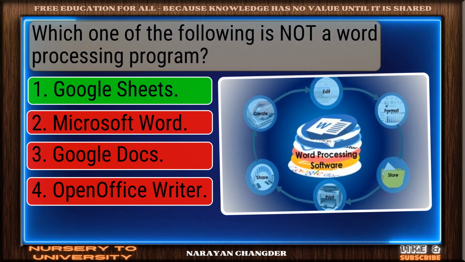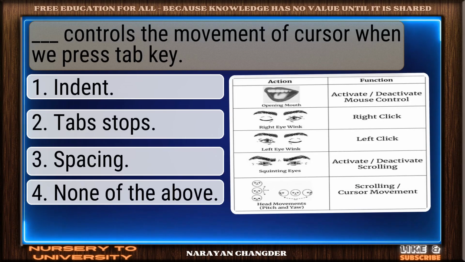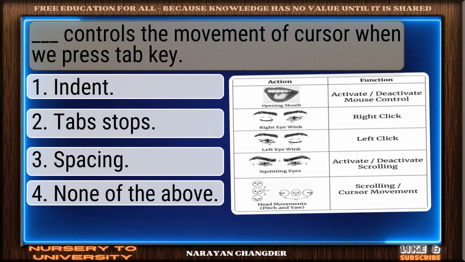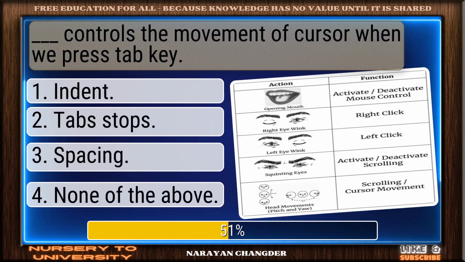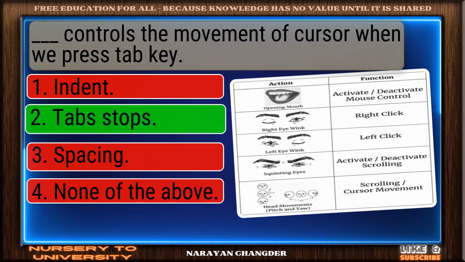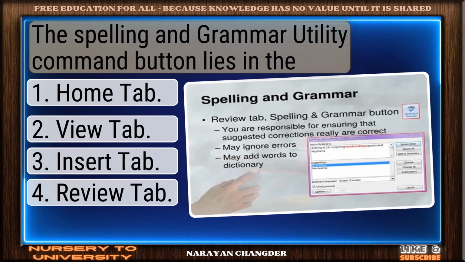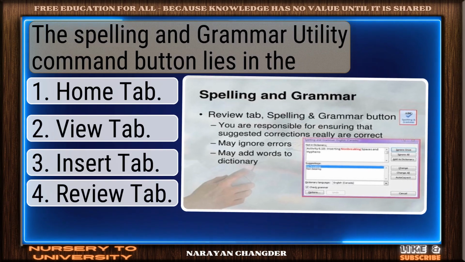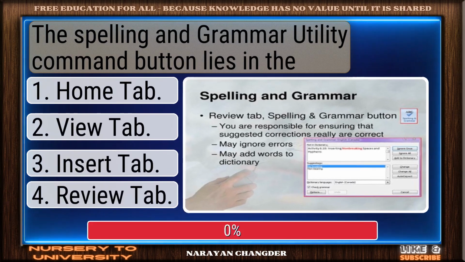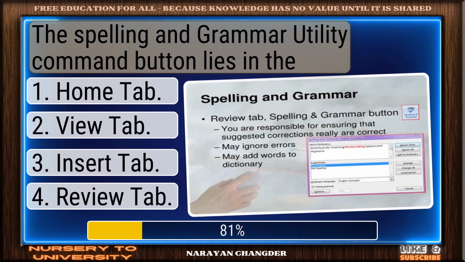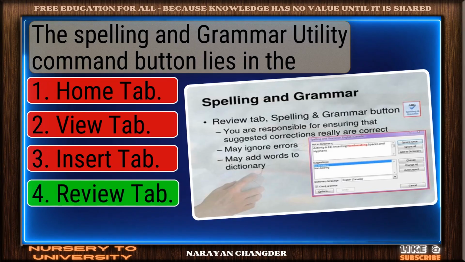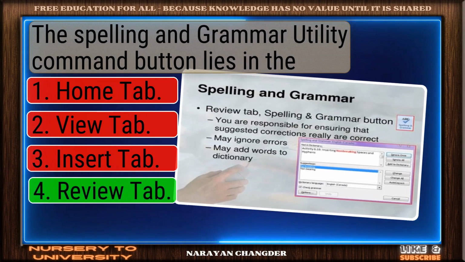Bravo. Google Sheets is the answer. Dash controls the movement of cursor when we press Tab key. Right again. Tab stops is a valid answer. The spelling and grammar utility command button lies in the... Solid response. Review tab is a valid choice.